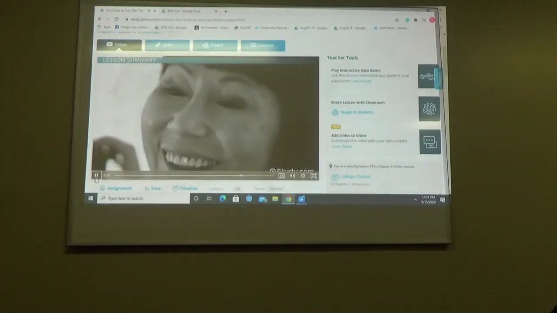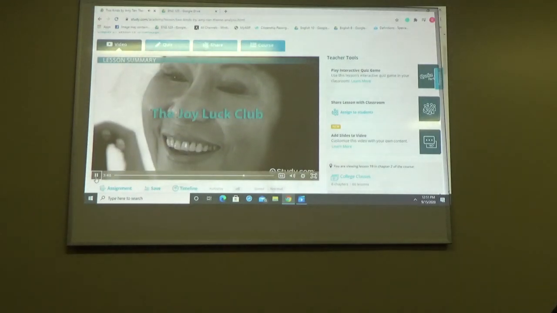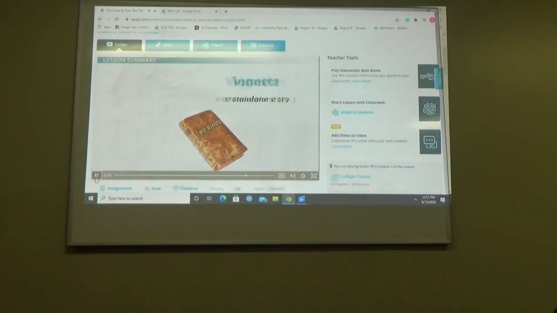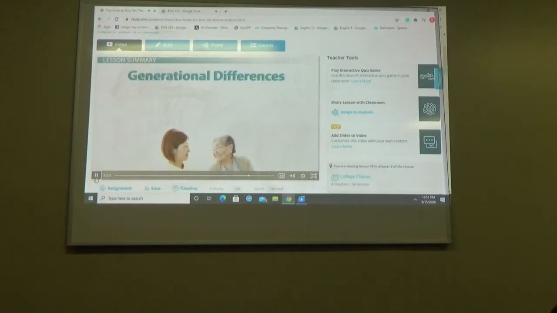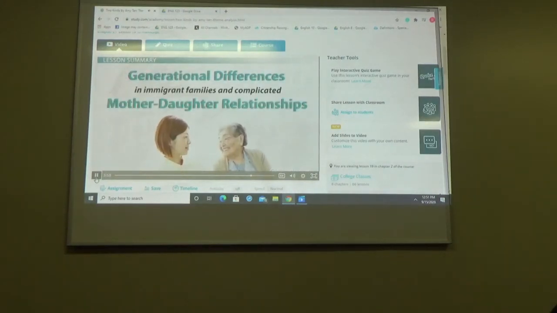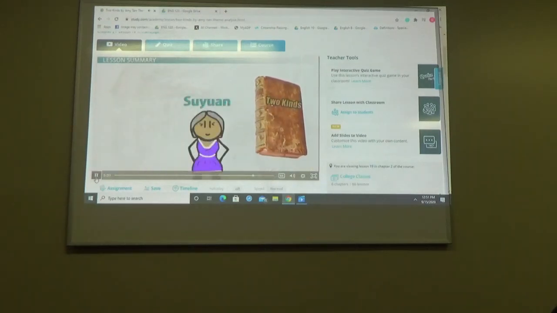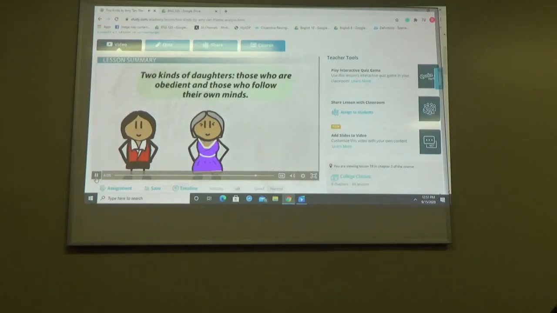Amy Tan's story Two Kinds works independently or as part of her novel, The Joy Luck Club. As a vignette or standalone story, it serves as an illumination of 2 important themes or main topics. These include the generational differences in immigrant families and complicated mother-daughter relationships. The title of the story refers to a statement made by Su Yan, a Chinese immigrant, to her daughter Jing Mei, in which she says there are 2 kinds of daughters, those who are obedient and those who follow their own minds.